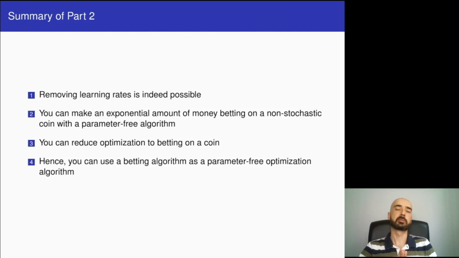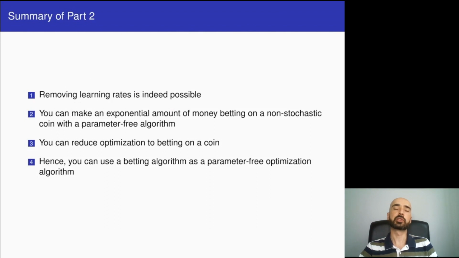So to summarize, in this part, I try to explain to you that removing learning rate is possible. You should not try to tune them. You should just remove them completely. And also I showed you this idea of coin betting, and a particular algorithm that allows you to win an exponential amount of money on a non-stochastic coin with a parameter-free algorithm. Now, given that you can reduce optimization to betting on a coin, this implies that you can transform any betting algorithm into a parameter-free optimization algorithm.